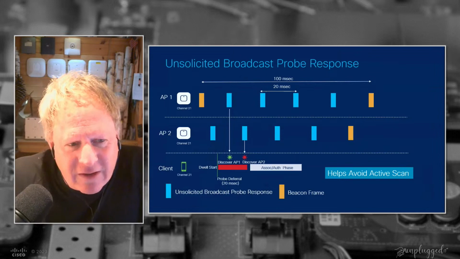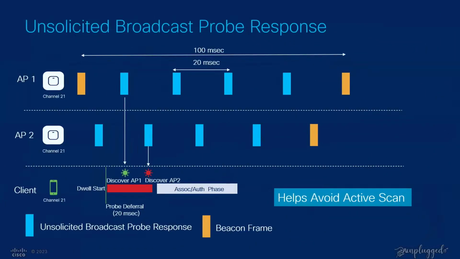So if we look at the first piece of this, unsolicited, what does that mean? Well, in the past, if you thought about how active discovery worked, the client would send out a probe request. And then the AP would come back with a probe response and say, hey, I'm out here. You can connect to me if you would like to. Well, what's happening here is it's unsolicited. So the AP is not waiting for a client to send a probe request. It's just sending out these probe responses.